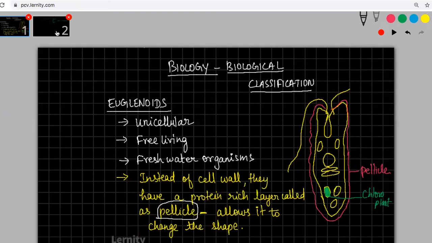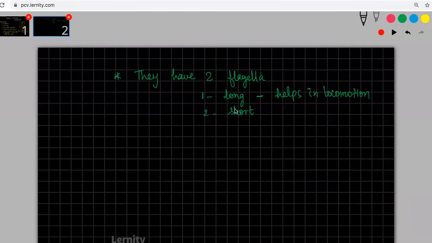They have two flagella, one of which is long and it helps in locomotion. And the next point is they have chlorophyll in chloroplast.